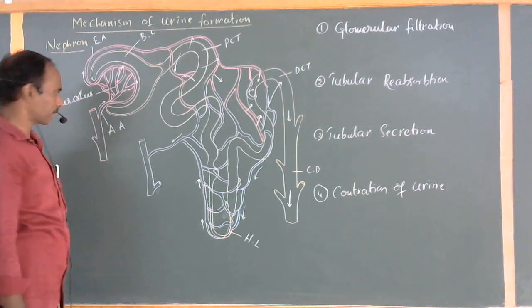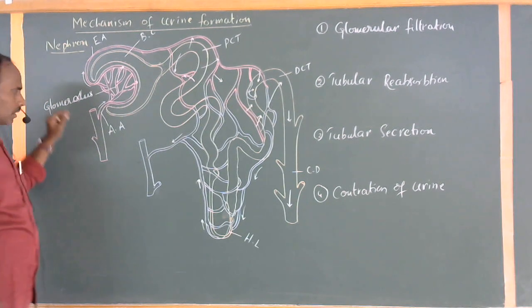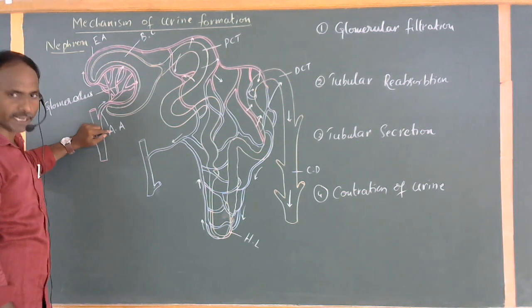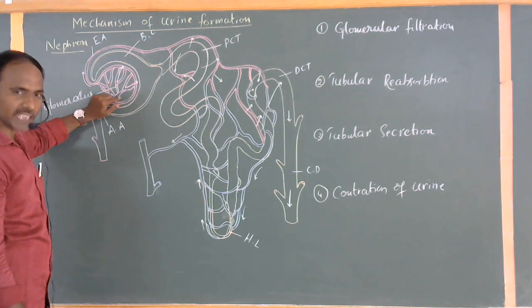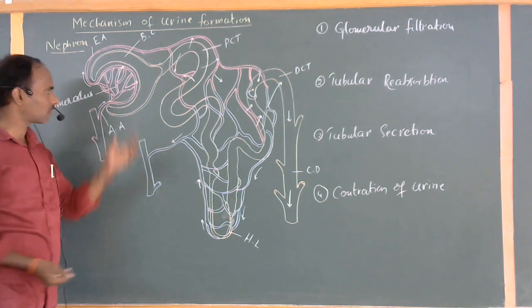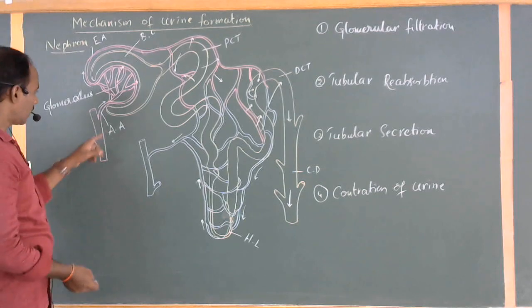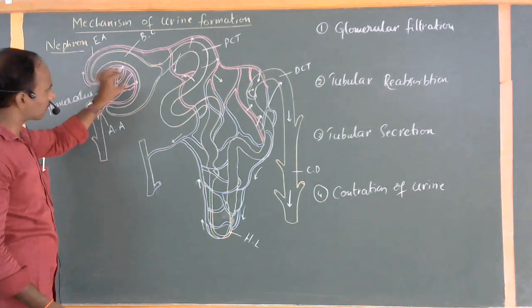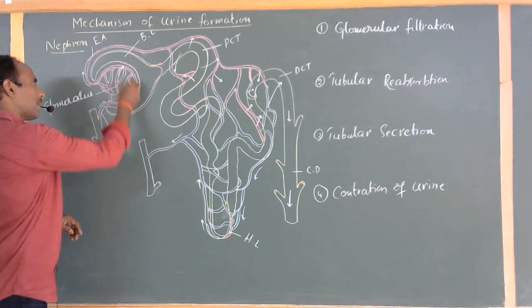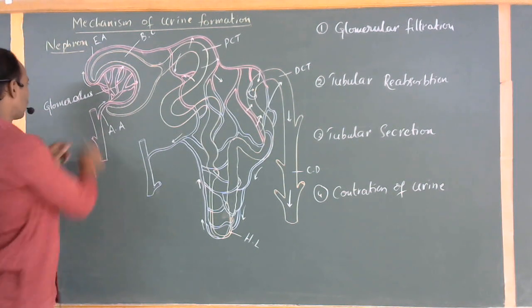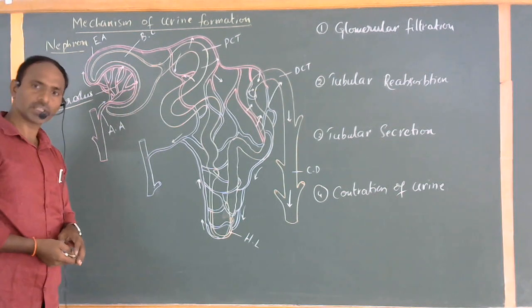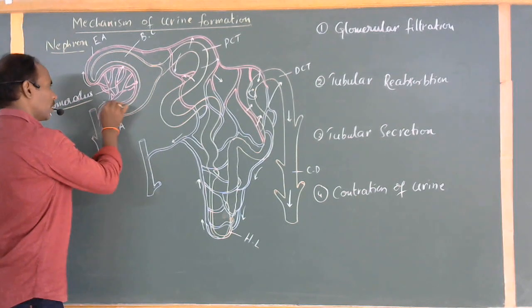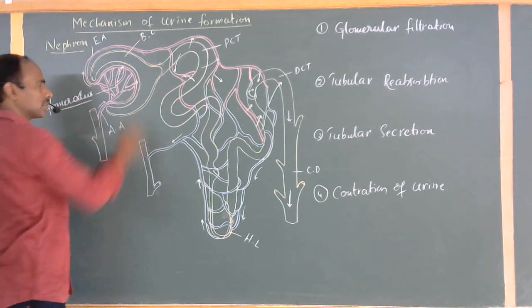First of all, the renal artery divides into a small part commonly called the afferent arteriole, which opens into the Bowman's capsule, a blind cup-shaped structure. The broader afferent arteriole enters the Bowman's capsule and forms a bunch of blood capillaries, which is called the glomerulus. Now the blood passes from the afferent arteriole into the glomerulus.